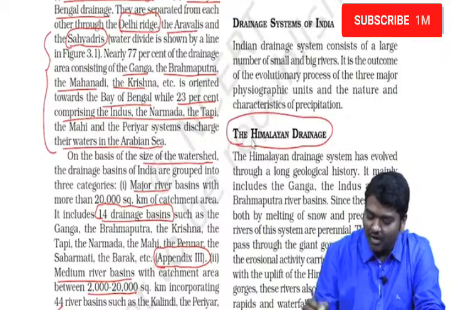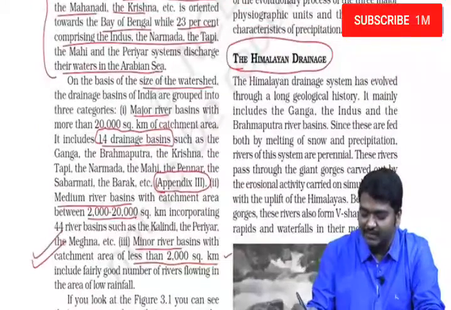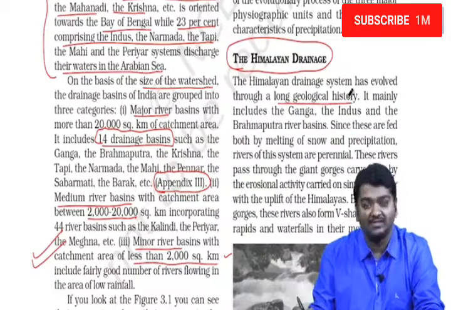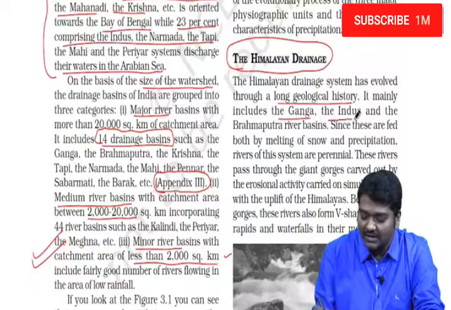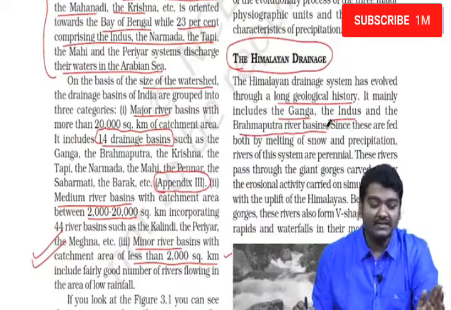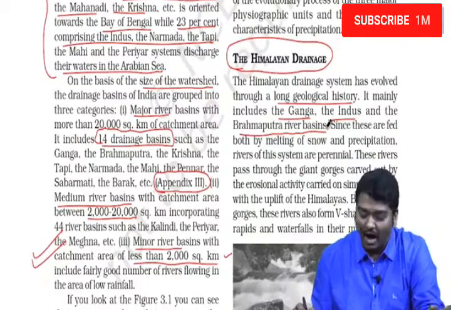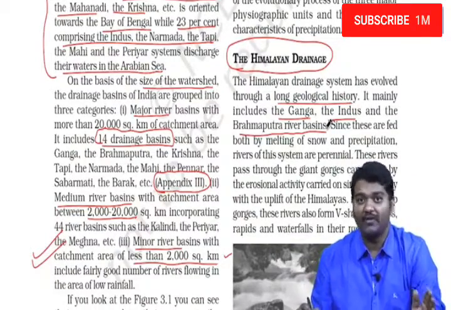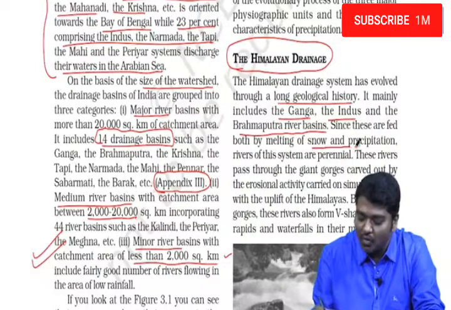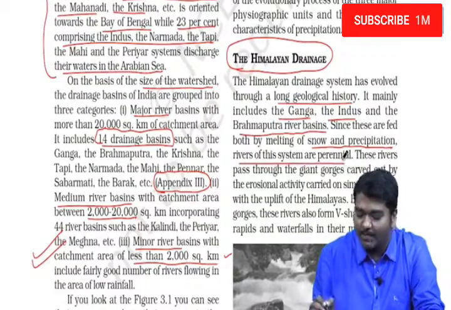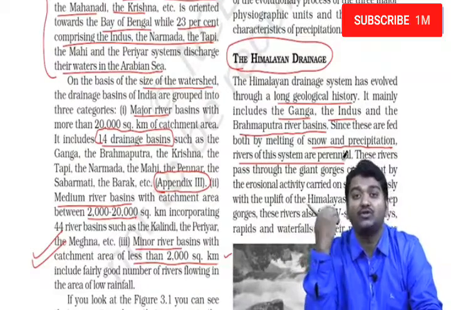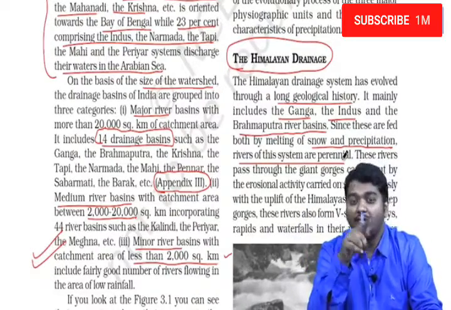Firstly, we need to talk about the Himalayan drainage system. The Himalayan drainage system has evolved through a long geological history. It mainly includes the Ganga, the Indus and the Brahmaputra river basins, as you are all aware. Indus is west flowing, while Ganga and Brahmaputra are on the eastern side, or Bay of Bengal drainage. Since these are fed both by melting of snow and precipitation, they are perennial. I have already told you that the Himalayan rivers get rainfall and also melting of snow contributes to it. So we call it perennial.